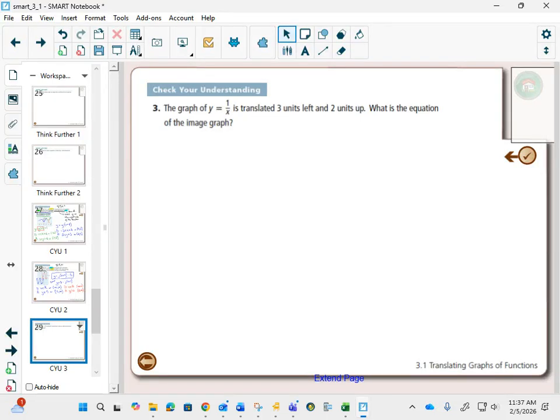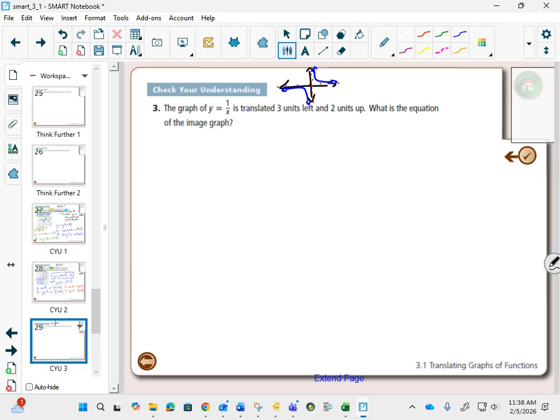The graph of 1 over x is translated 3 units to the left and 2 units up. What is the equation of the image graph? So it didn't ask us to graph, but in your head, when you see 1 over x, your mind should say, hey, this is our blue colored paper. This is the graph that had an asymptote here and an asymptote here. And this was the shape of my graph.